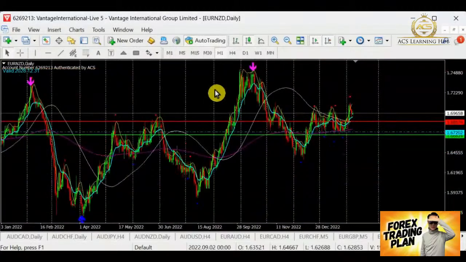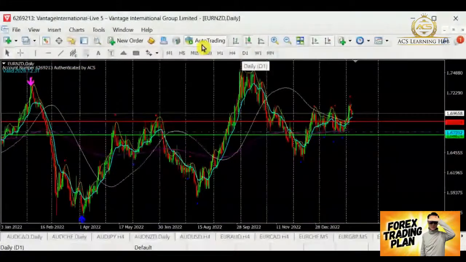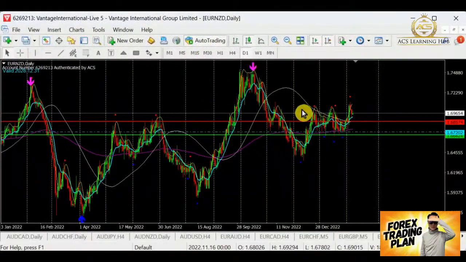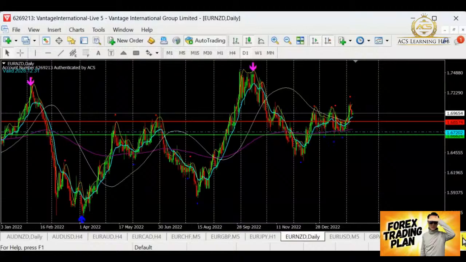Right, Euro Kiwi. Well, Euro Kiwi over here, 1, 2, 3, 1, 2, 3. Okay, so this is in the pool. No for selling. Okay, so buyers can take note.